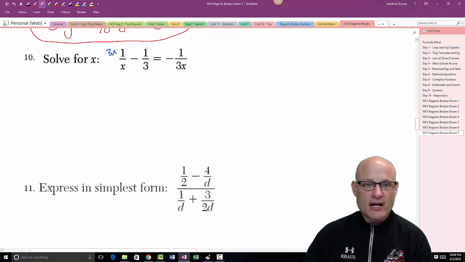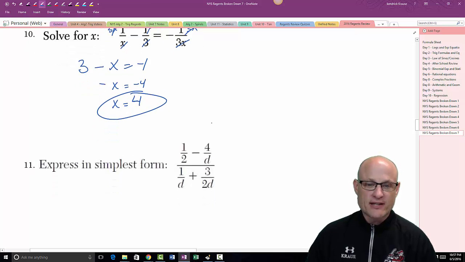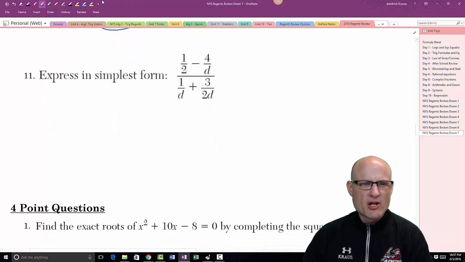We're going to multiply by the common denominator, 3x, 3x, 3x. The x's cancel, I end up with 3 minus x equals negative 1. Move the 3 over, I get negative x equals negative 4. Divide by negative 1, I get x equals positive 4. That's the answer. This one doesn't belong here either.